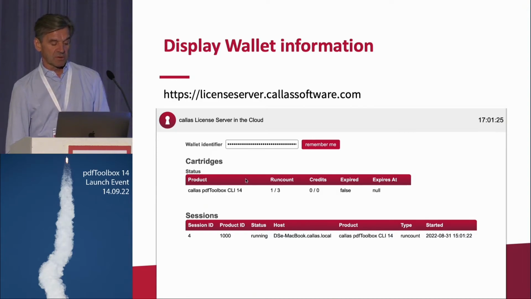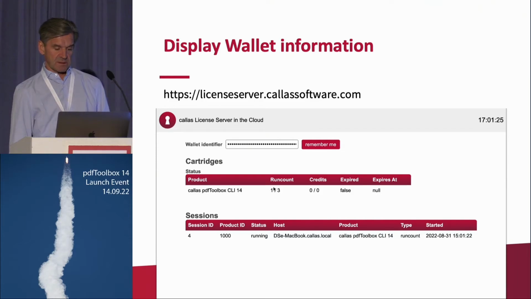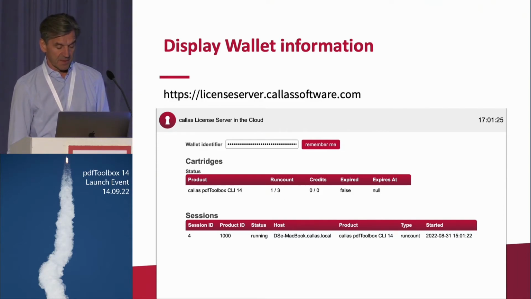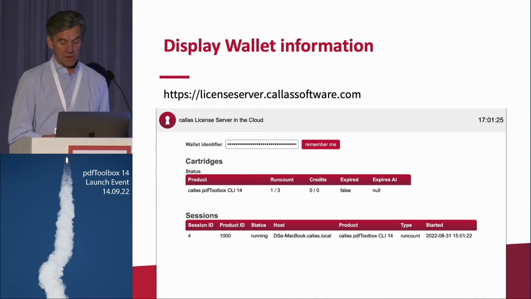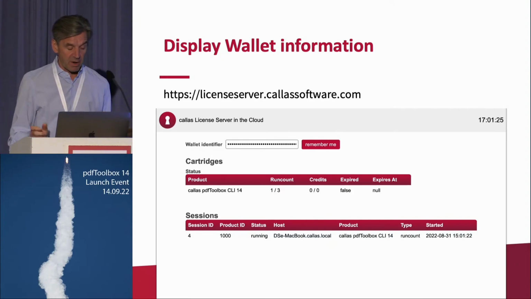And then you could see how many cartridges you have, which is one run count cartridge here. So I could use 3 parallel processes, I believe. And then there currently is one session using my cartridge. So I have up-to-date current information about what's going on in my cloud environment, or in the environment that uses licenseserver.callassoftware.com.